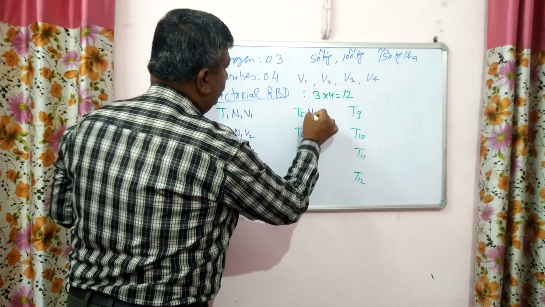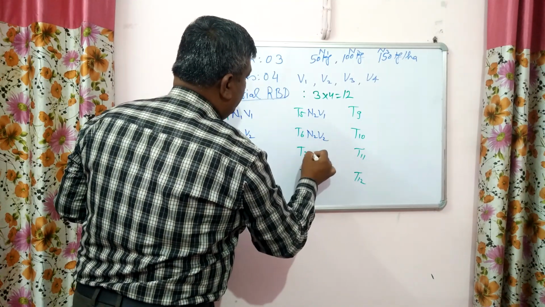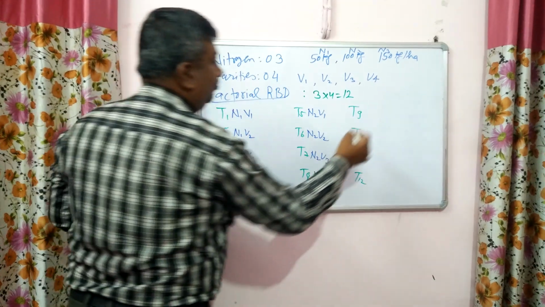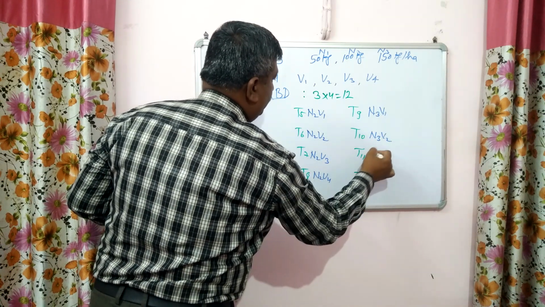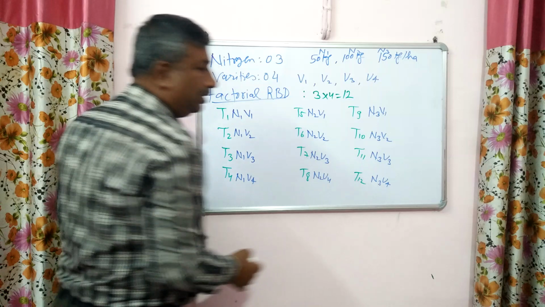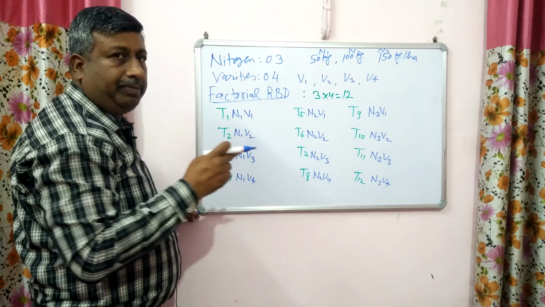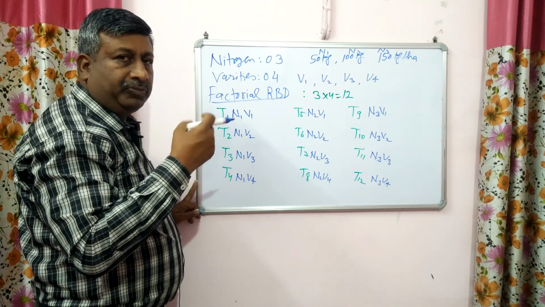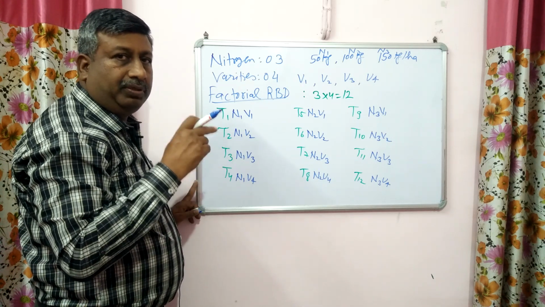Then with N2: N2 B1, N2 B2, N2 B3 and N2 B4. Now with N3: B1 N3, B2 N3, B3 N3 and B4 N3. So these are different combinations, and we make combinations taking the first variety: B1 N1, B1 N2, B1 N3, then B2 N1, B2 N2, B2 N3, then B3 N1, B3 N2, B3 N3 and lastly B4 N1, B4 N2, B4 N3.